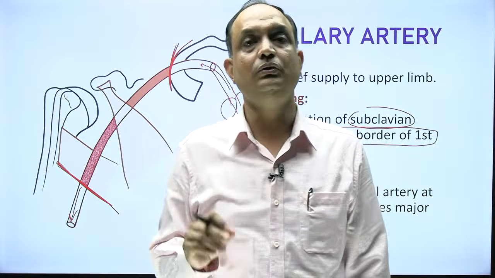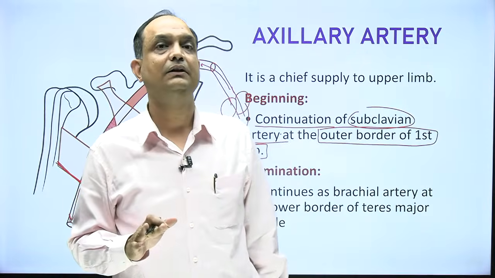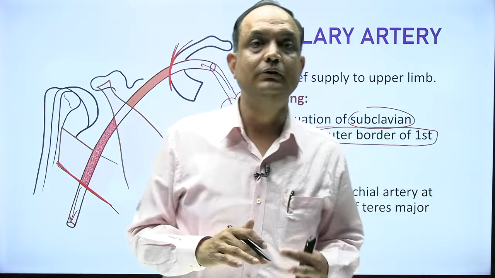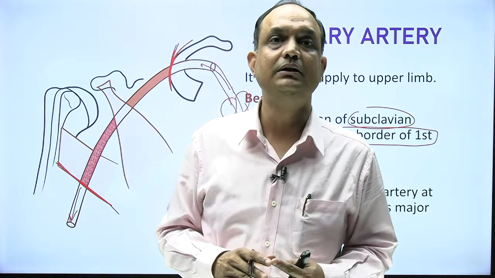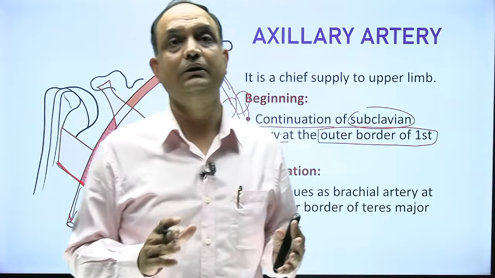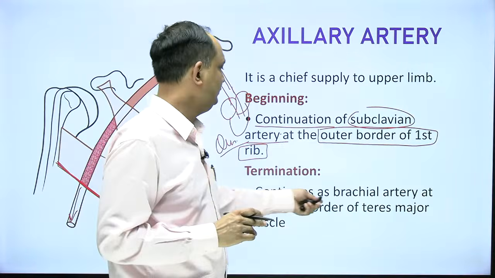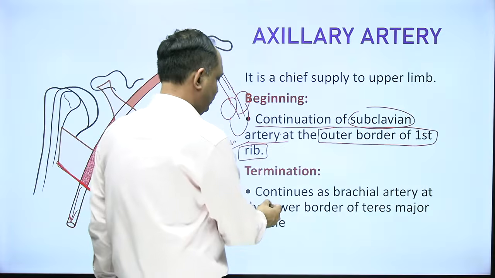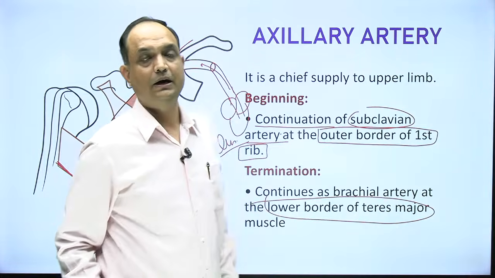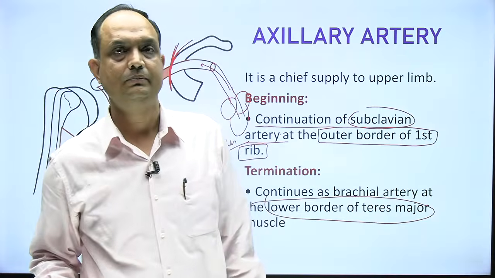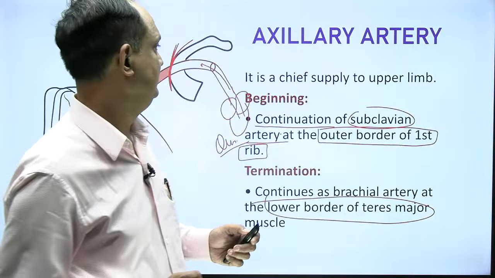But you should know the landmarks: at the outer border of the first rib, the subclavian name is no longer used; we use the name axillary artery. At the lower border of teres major, we no longer use the word axillary; we use brachial artery. Clear? So it continues as the brachial artery at the lower border of the teres major muscle. These are the two important landmarks: the outer border of the first rib and the lower border of teres major.